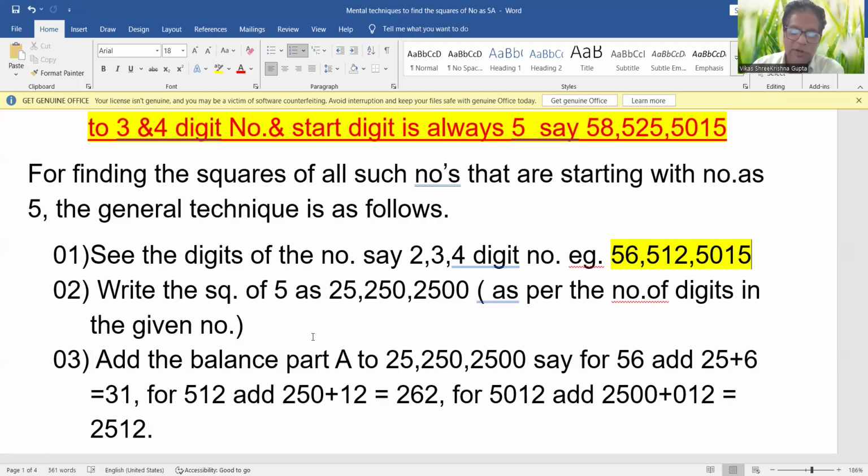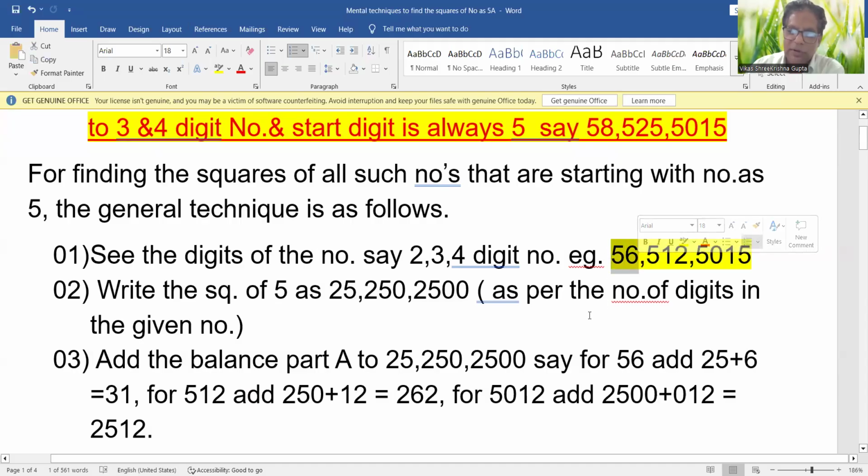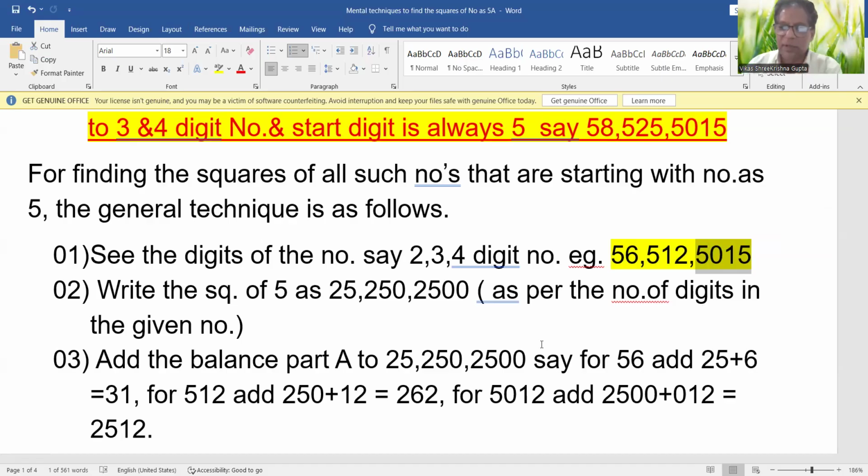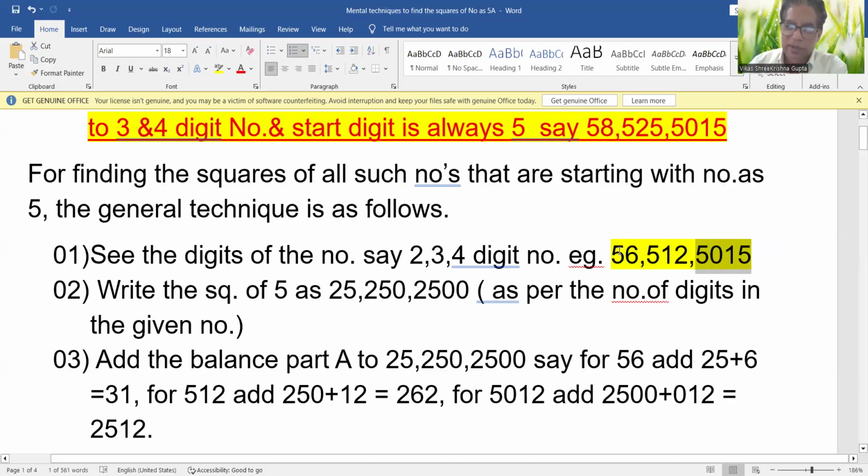Now to make the square of this number, first of all, you have to write the square of 5, and make sure that the number of digits in the square is equal to the number of digits in the given number. 56 is a 2-digit number, so we'll write 5 square as 25. 512 is a 3-digit number, so I will write the square of 5 as 250, because I require 3 digits. Then 5015 being a 4-digit number, I put the square of 5 as 2500. So this is the first thing you have to note: how many digits are there in the given number, as many digits you will place in the square value of 5. 2-digit number, 25; 3-digit number, 250; 4-digit number, 2500; and if it is a 5-digit number, then 25000.